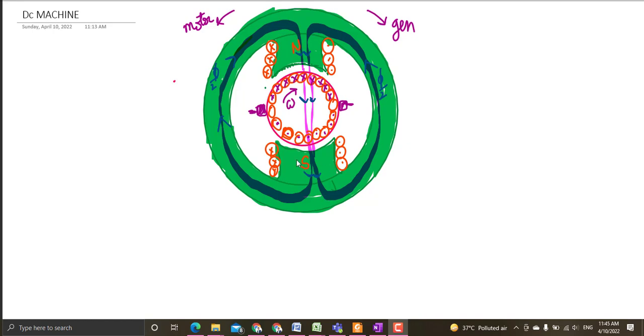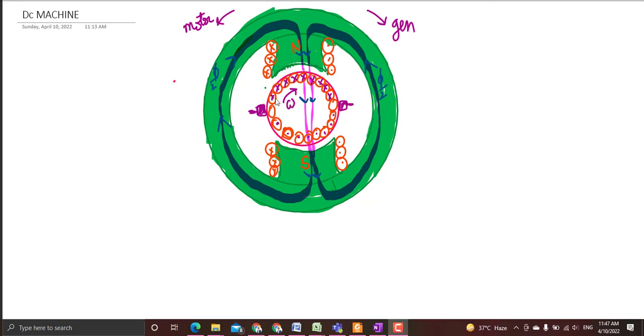Suppose the shaft is rotating. When it is a generator, the shaft is rotating in this direction. There are slots in the rotor, and they are the armature slots. They hold the armature conductors. In the armature conductors the EMF will be induced, and you can see the cross means current is going inside the conductor.